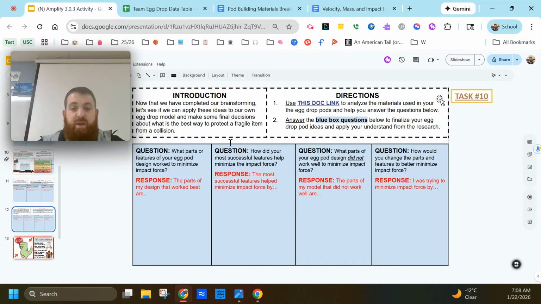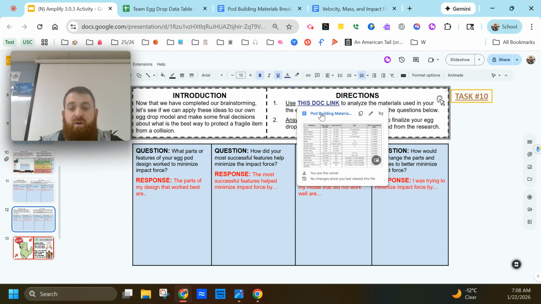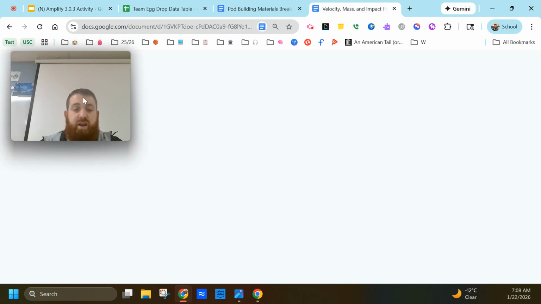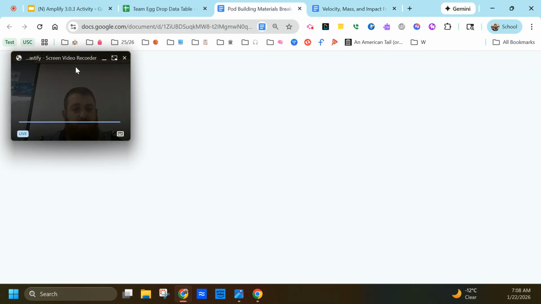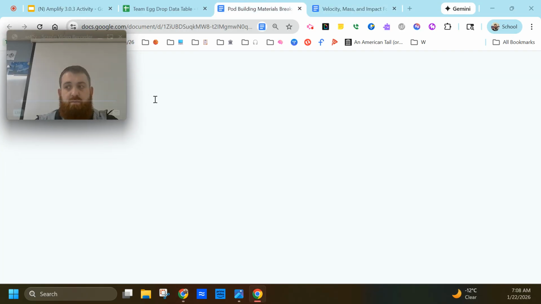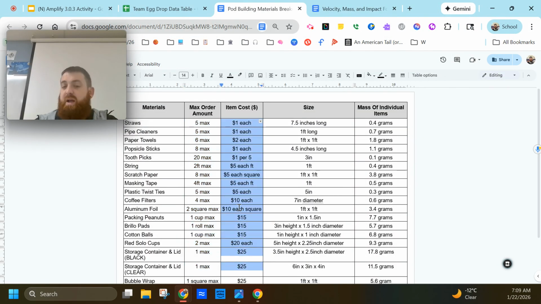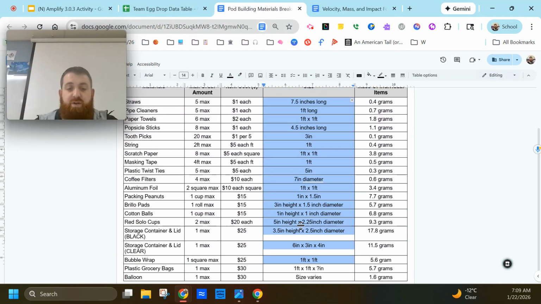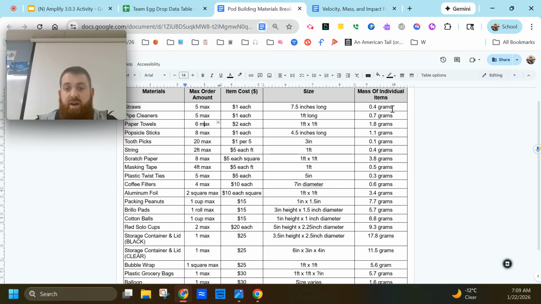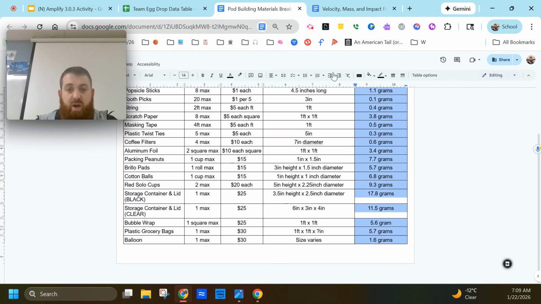So for example, we're going to dive into this doc in order to analyze our materials, and you'll see that it has a list of our materials here in the first column, the maximum amount that you could have ordered for your pod, the cost, which we're going to keep in mind but not necessarily focus on right now, the size of all the individual items you could have ordered, and then the mass of those items as well.